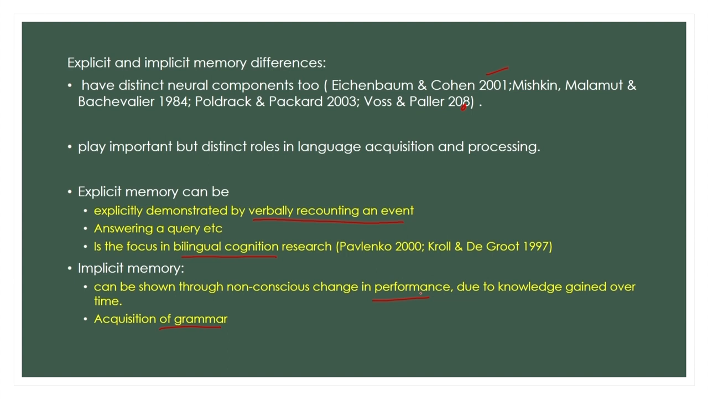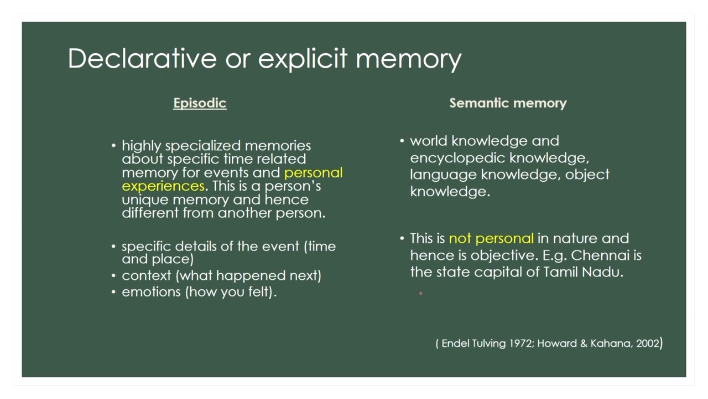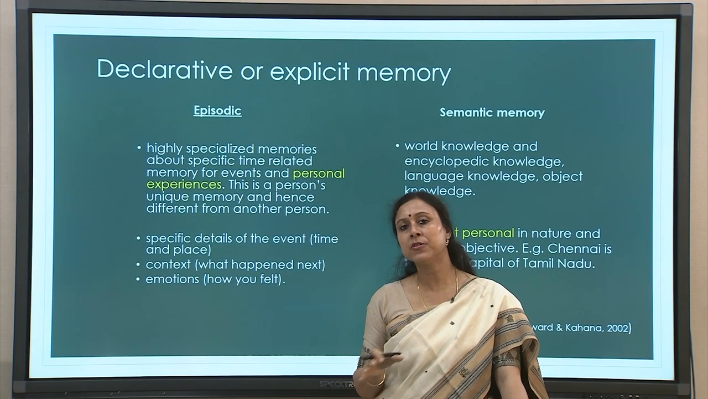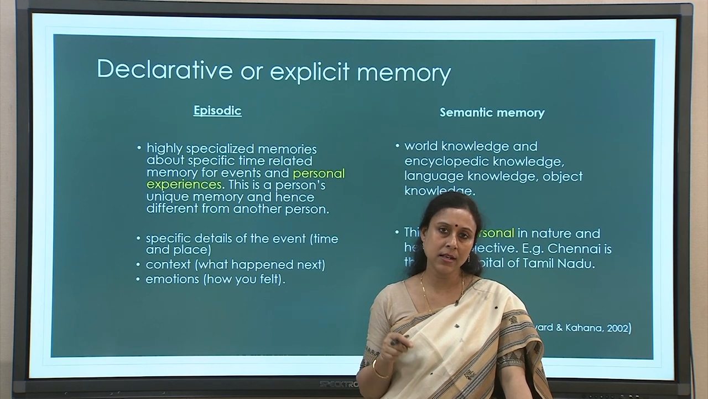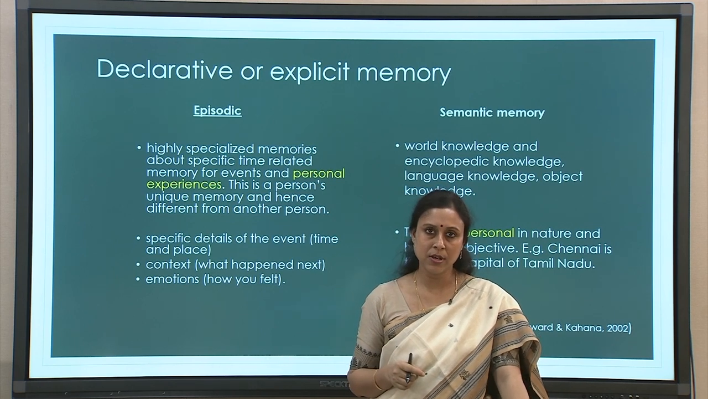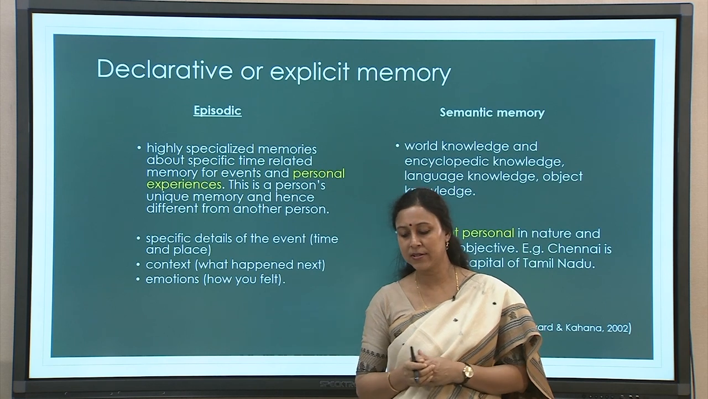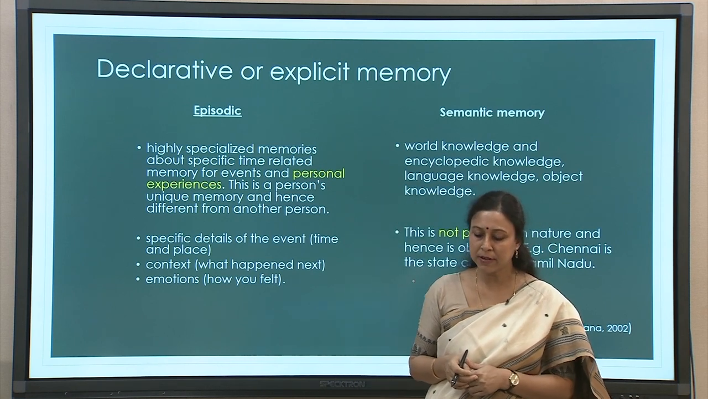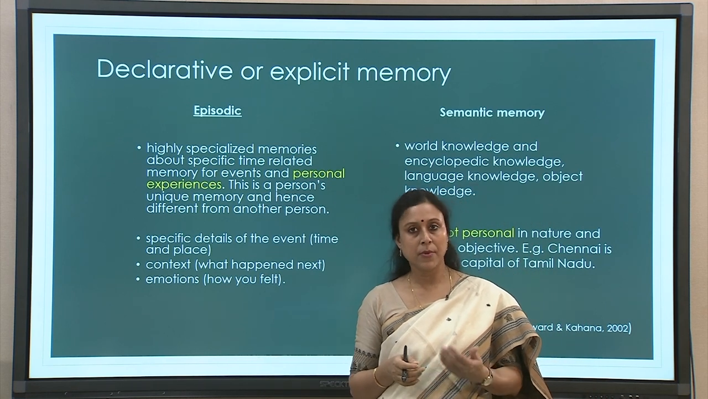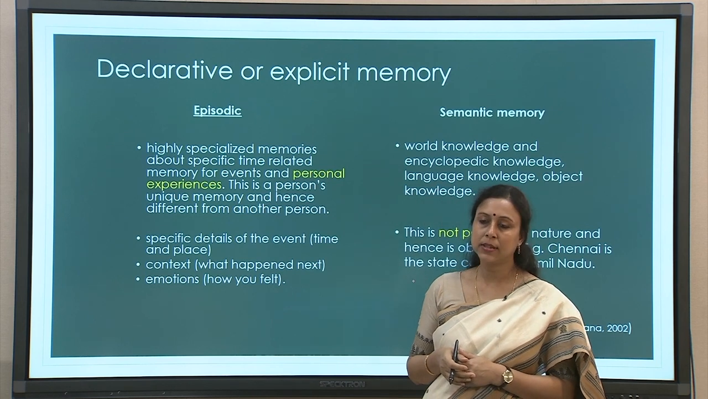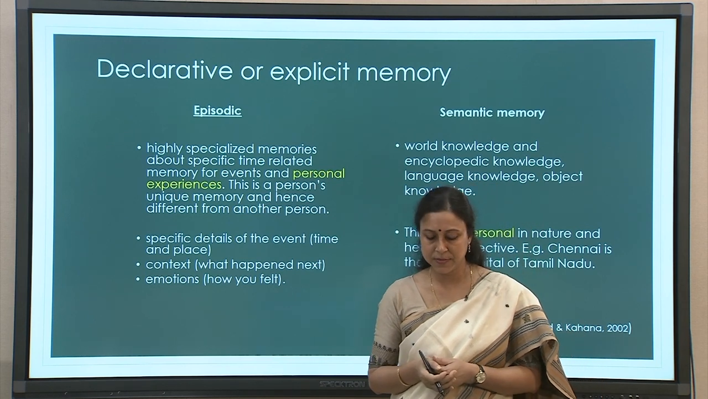Right, so we have already now the basics in place, declarative versus non-declarative, and now we will see within the declarative memory, as we have already mentioned, that episodic and semantic memory are the two types within declarative memory, and both of these are heavily studied. There is a lot of research going on in terms of each of these memory systems' contribution to language acquisition, function, processing, so on, and what are the interactions between them.